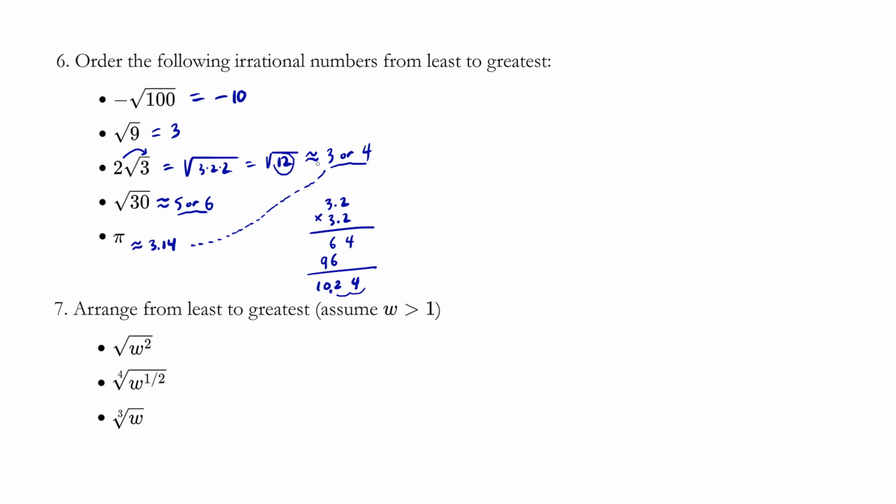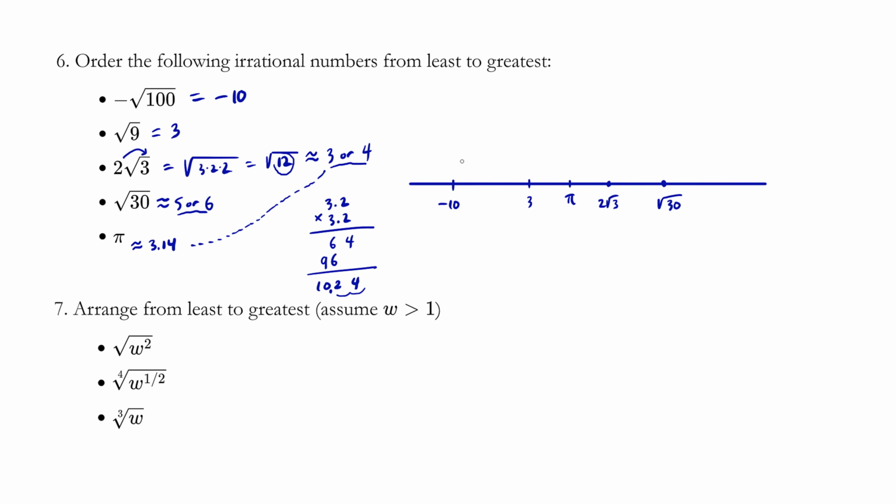It's under 12, so we know that the square root of 12 is actually greater than 10.24, so it's greater than 3.2. So we know that the square root of 12 is actually bigger than pi. Let's put this entire result onto a number line. Okay, so there we have it.